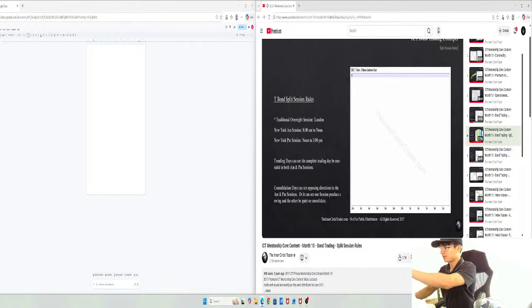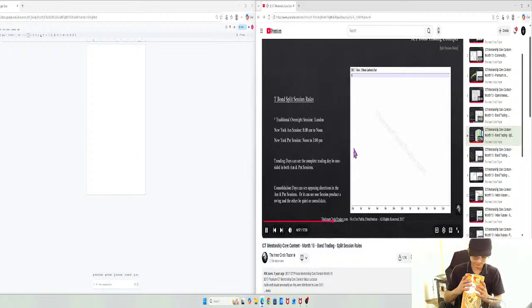Consolidation days can see opposing directions in the AM and PM sessions, or it can see one session produce a swing and the other be quiet or consolidate.